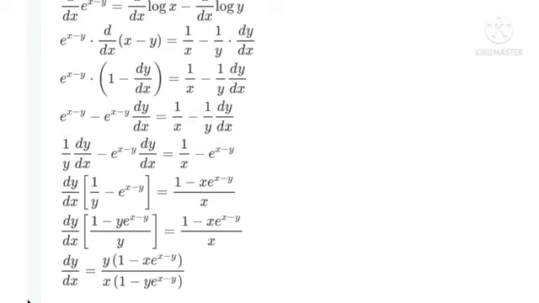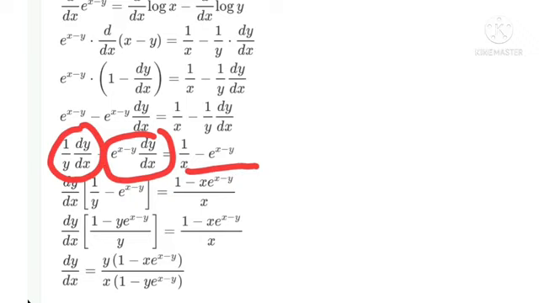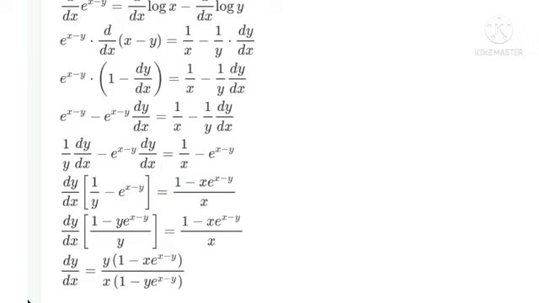So we get 1 upon y into dy by dx minus e raised to x minus y dy by dx is equal to 1 upon x minus e raised to x minus y. Here you take dy by dx common. So what remains? 1 upon y into e raised to x minus y is equal to, here take LCM, you get 1 minus x e raised to x minus y upon x. From this you calculate the value of dy by dx. Okay, understand?